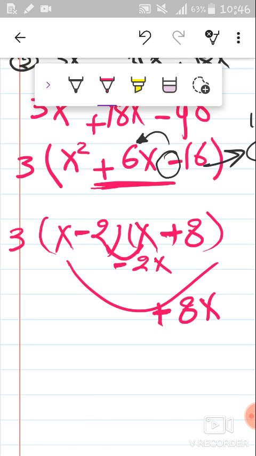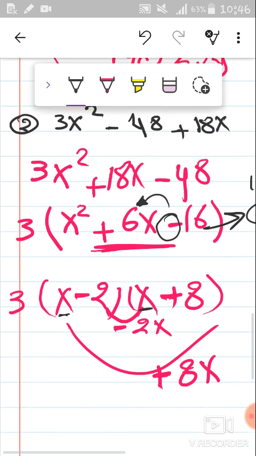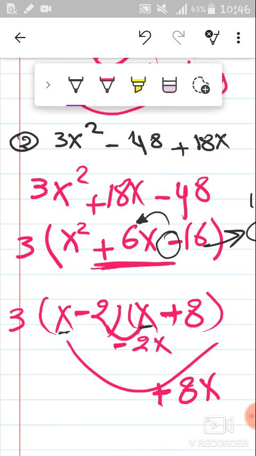We can check our answer. x times x is x squared, times 3 is 3x squared at the first term. Negative 2 times positive 8 is equal to negative 16, times 3 is equal to negative 48. In the middle, negative 2x and positive 8x, the sum of them is 6x, times 3, it will be 18x.